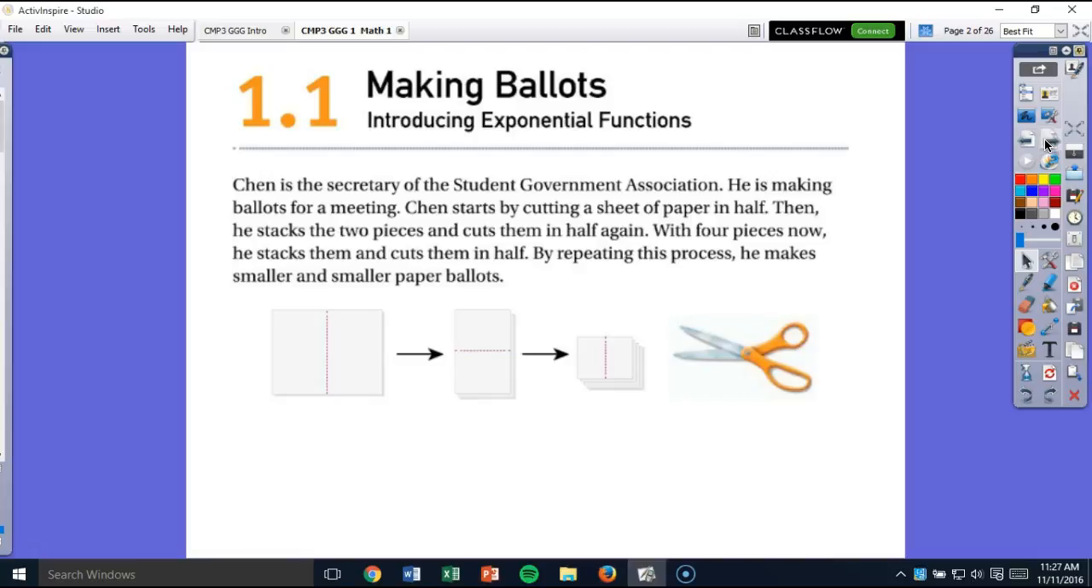1.1, we are making ballots, introducing exponential functions, and we learned in finding Pythagoras that if we squared something, or took, say, the number 2 to the exponent of 2, 2 squared, we would take 2 times 2, and that would equal 4. We also learned about cubing, which if we take 2 to the exponent of 3, we would have 2 times 2 times 2, or 8.